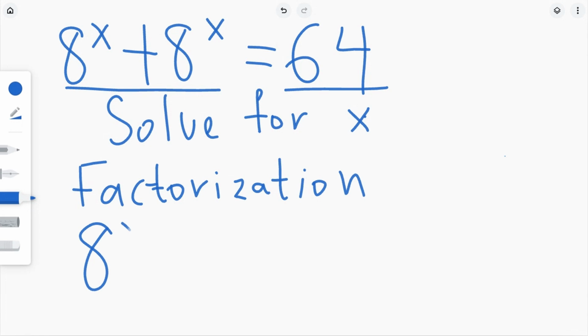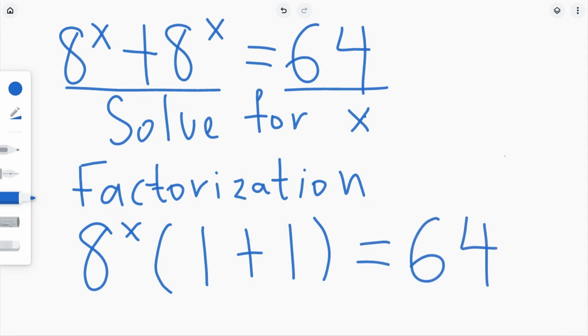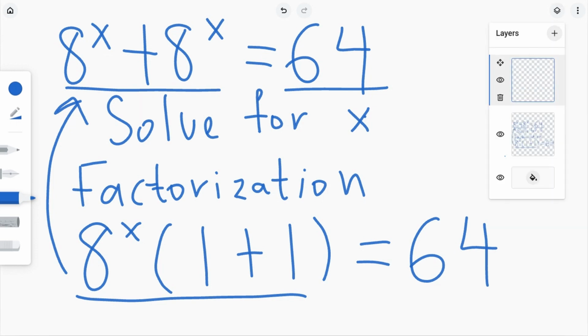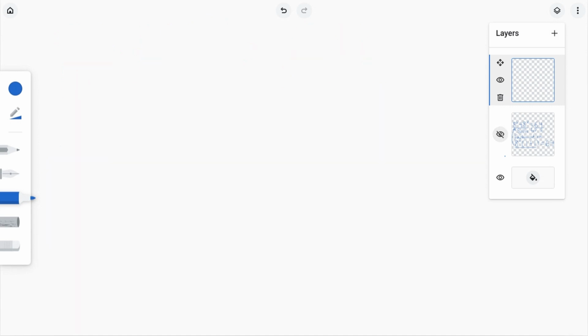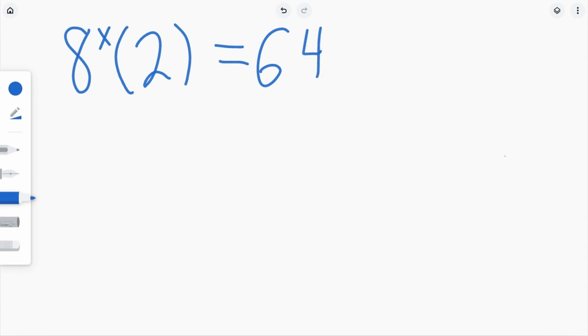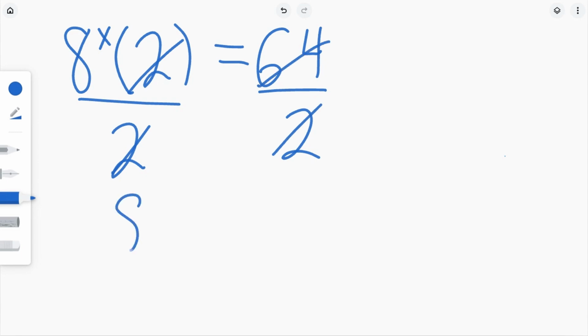So 8 to the power x, parenthesis 1 plus 1, is equal to 64. And 8 raised to the power x, parenthesis 1 plus 1 is the same as what we have there. So I've drawn the arrow. So we go to the next layer. Now we have 8 raised to the power x, parenthesis 2 is equal to 64. Now the 2 came from 1 plus 1. So we divide by 2 and we get 8 raised to the power x is equal to 32.